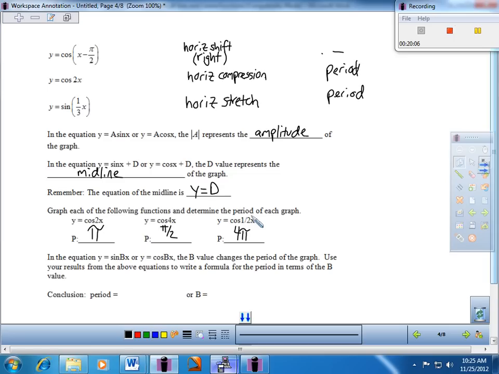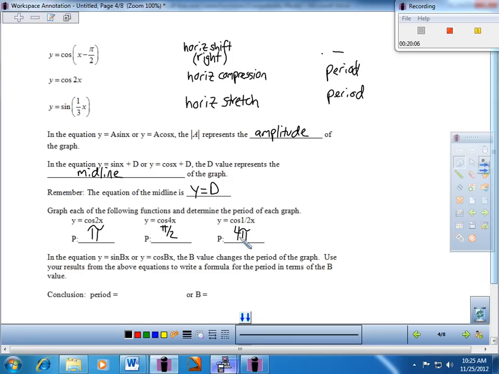Okay, guys, let's see what it says on your paper and then see if we can come up with a conclusion. So in the equation y equals sine of bx or cosine of bx, the b value changes the period. Absolutely, the b value changes the period. Use your results from the above equations to write a formula for the period in terms of the b value. So if b is 2, the period is pi. B is 4, period is pi over 2. And if b is 1/2, the period is 2 pi. I will give you one hint. It uses the idea that the basic period for the basic sine or cosine function is 2 pi. So you're going to see 2 pi pop up.